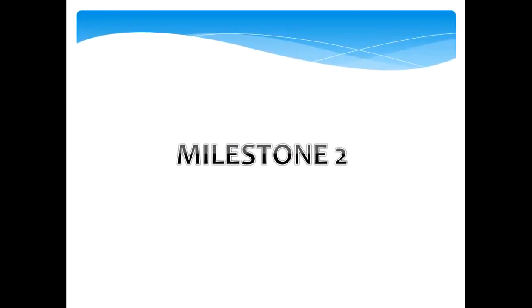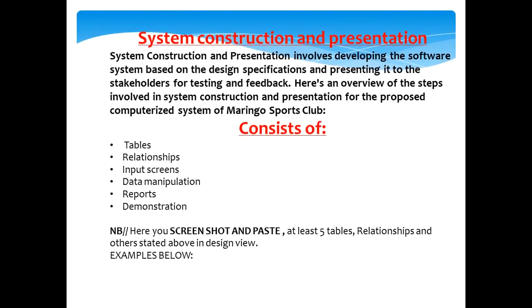Then we proceed to milestone 2. Milestone 2 is done in second term. So what is expected in milestone 2? We do something called system construction and presentation. System construction and presentation involves developing the software system based on the design specifications and presenting it to the stakeholders for testing and feedback. Here is an overview of the steps involved in system construction and presentation for the proposed computerized system of Maringo Sports Club.